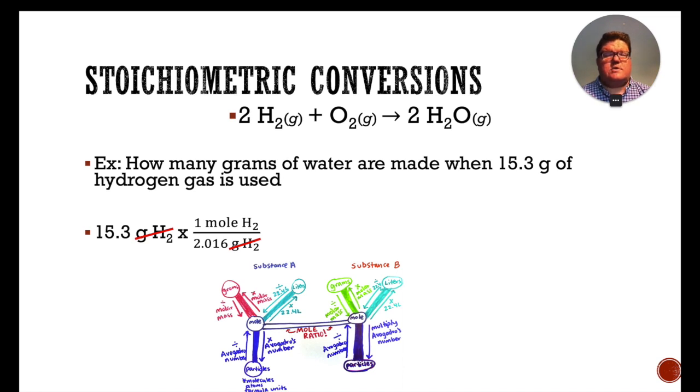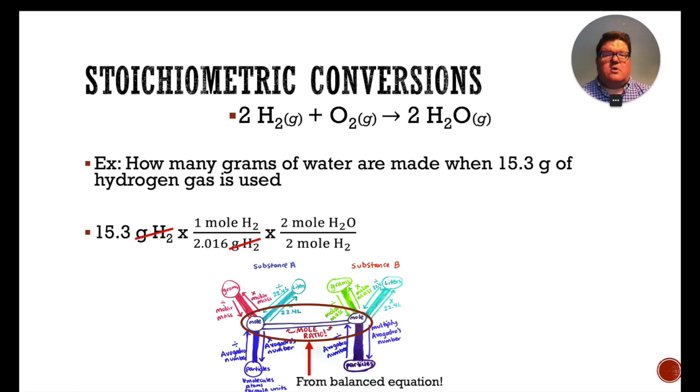We want to convert to moles of water now, and we can use that mole ratio from the balanced chemical equation. And in this case, it works out to have the same number for each substance. That's simply because of how the equation balanced out. So we would have 2 moles of H2O in the numerator and 2 moles of H2 in the denominator. And again, having it set up this way, moles of H2 are going to cancel out. But we don't want to stop here.